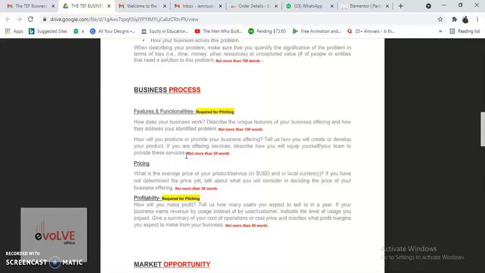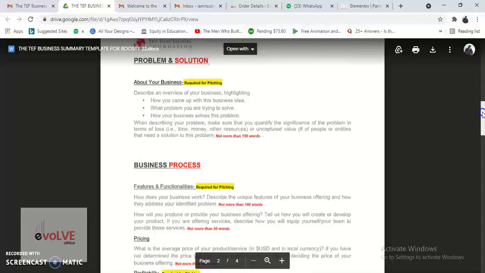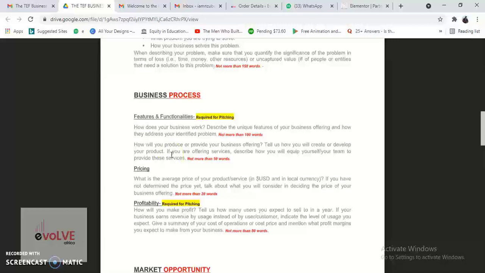So remember, this first one is not about how your business solves the problem, but in the second part, as you see here, tell us how you create or develop your product, how you manufacture. If it's a service, how would you come about your service? Are you going to design a website for it? Are you going to buy a machine somewhere? And also you have to tell the team how you will provide services. Would you need partners? But meanwhile, bear in mind that the time is very short.